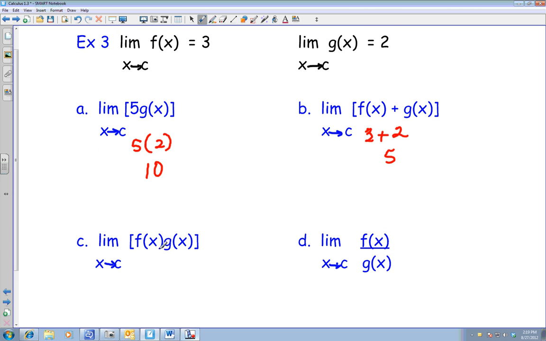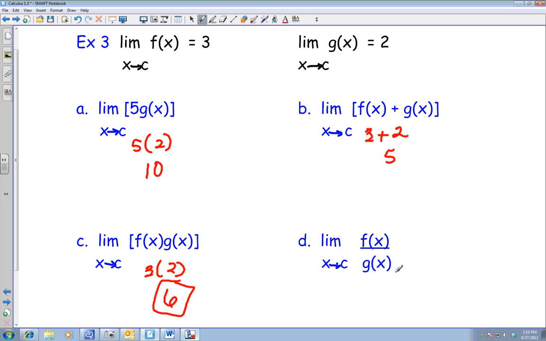Okay, part C. This is another property of limits. If I have two different limits being multiplied together, find the limit of each and multiply my answer together. So the limit of f of x is 3. The limit of g of x is 2. And I got those from up here again. So my total limit is 6.